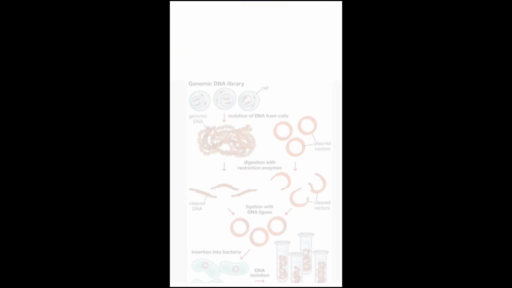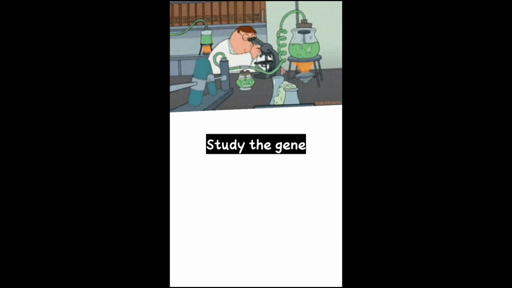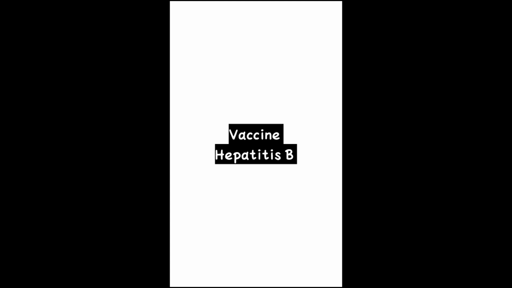vaccines, etc. So the applications of recombinant DNA technology: in agriculture, GM crops, BT crops, the golden rice; in industry, enzymes for detergents and biofuels; in research, it is used to study genes and protein model organisms; and in medicines and vaccines like hepatitis B, gene therapy, and insulin.